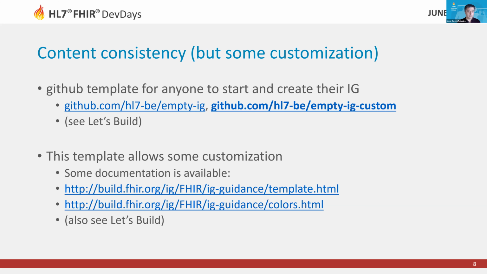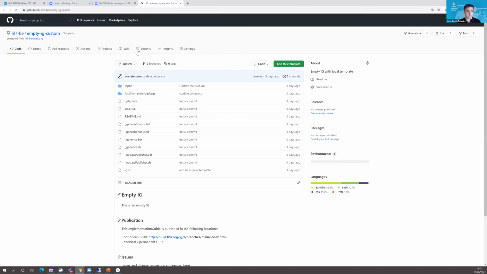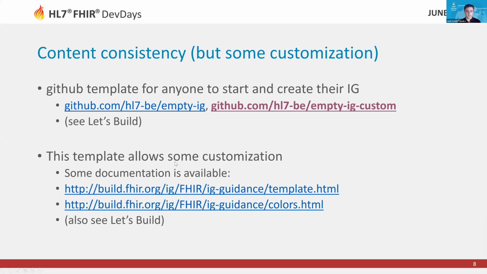So we created two templates, GitHub templates. Basically, you just clone them, create your own repository, and from then on you have a working IG with empty content, so you don't even have to type anything in Sushi. You just clone those things and run the scripts, and that's it. The difference between those two, and the one in bold on the right, is that it allows us to have some customization on the templates, as we are going to see today. So let me go back to the presentation. If we have some customization, one of the things that we are going to do today is the changing of a template.